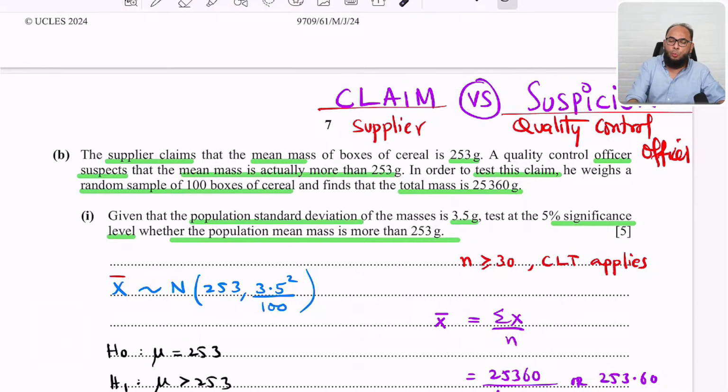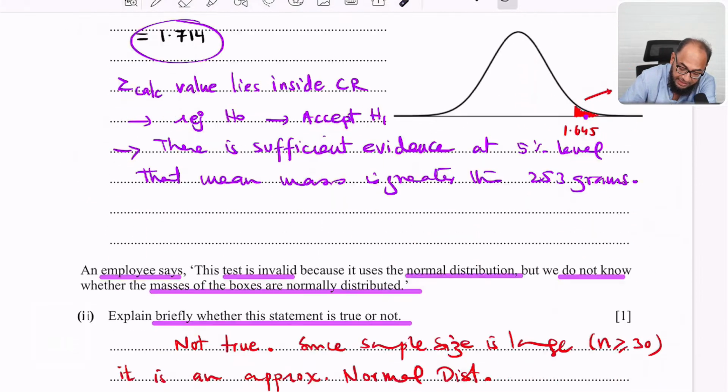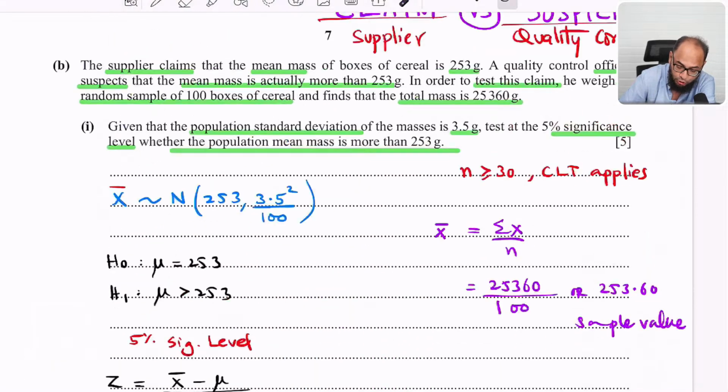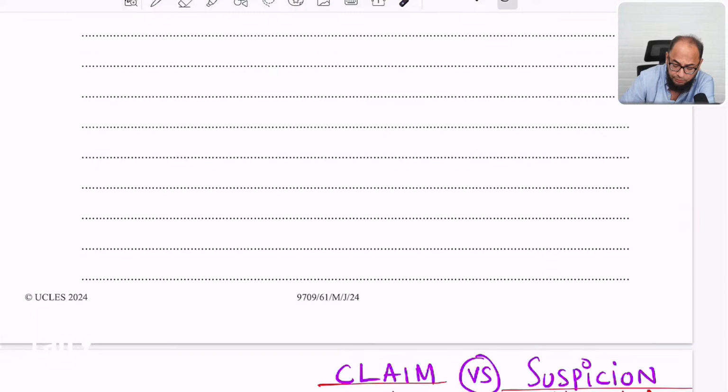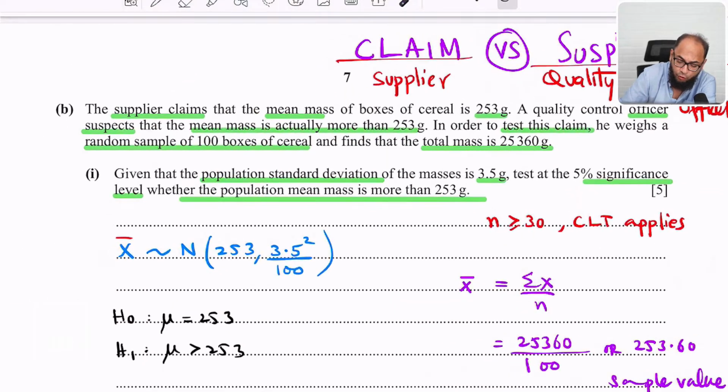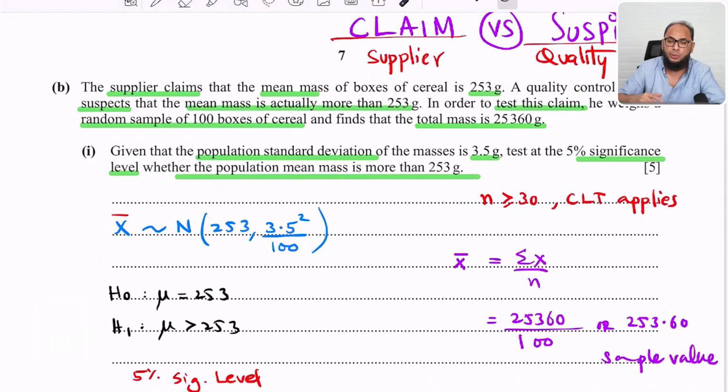So now what do we do? We have a hypothesis. It's related to normal distribution and it's being asked in the end also. Does it say it follows a normal distribution? I don't think so. It does not say it follows a normal distribution. So how can we assume that it follows a normal distribution?